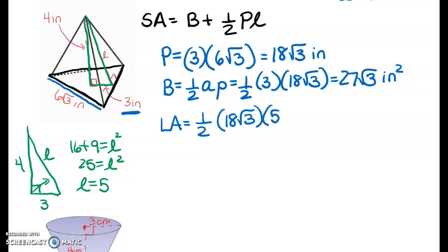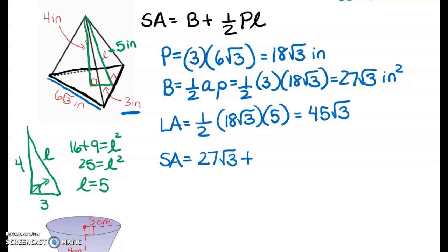So times 5. So that is going to be 45 radical 3, and I should set that up here, equals 5 inches. And now I'm going to find the entire surface area. I know that is going to be my base, which I calculated to be 27 radical 3, plus the lateral area, which is 45 radical 3, and this time I have like terms. So I get 72 radical 3 inches squared for my surface area.